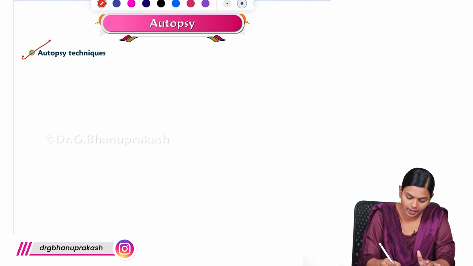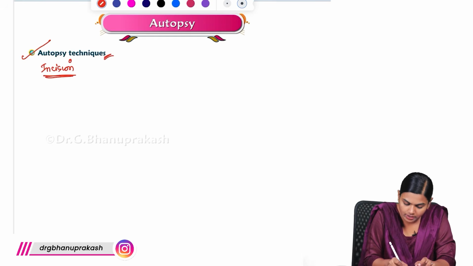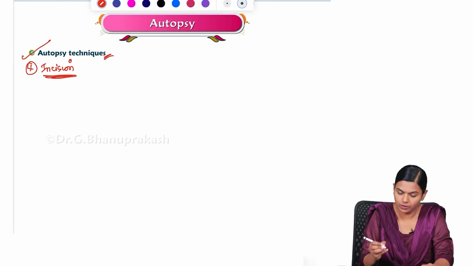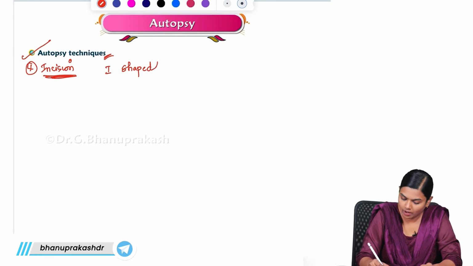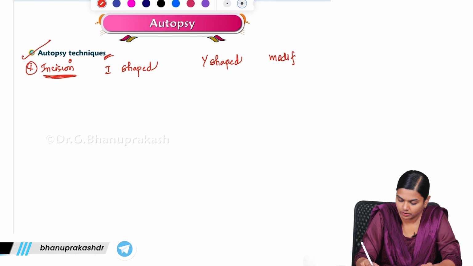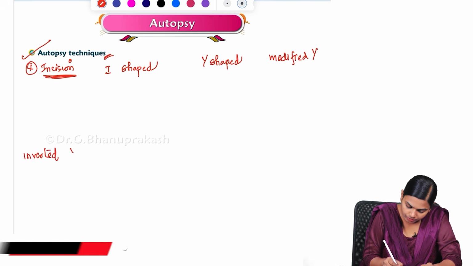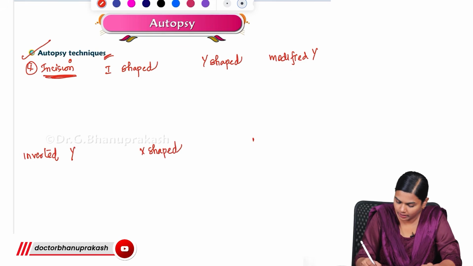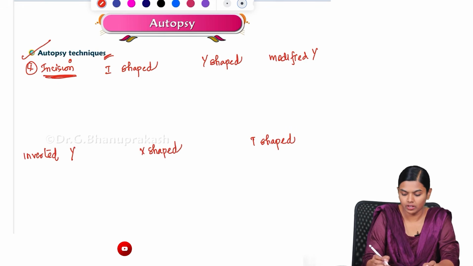First in autopsy techniques, we are starting with incision. This incision is very important and it is frequently asked. You have a few types of incision. First we are starting with I shape. Then you have Y shaped, modified Y shape, inverted Y, X, T. These are the different types of incision that we normally use.